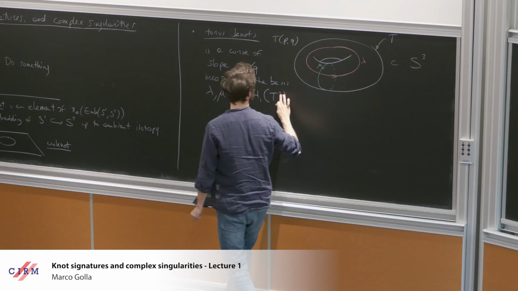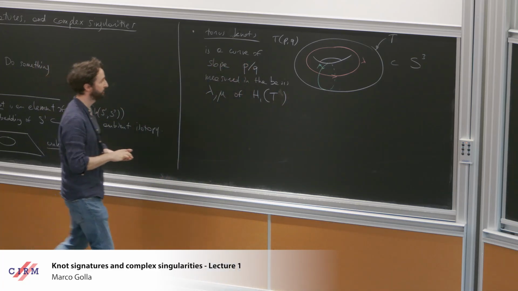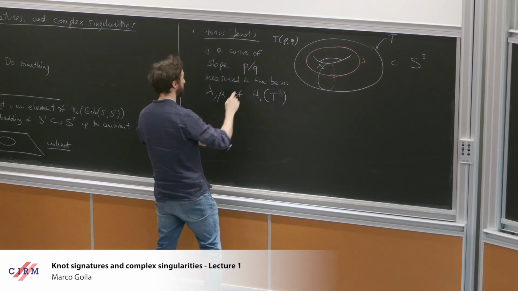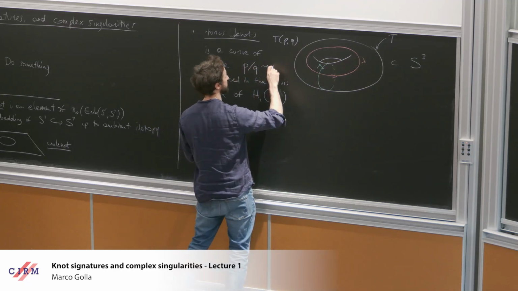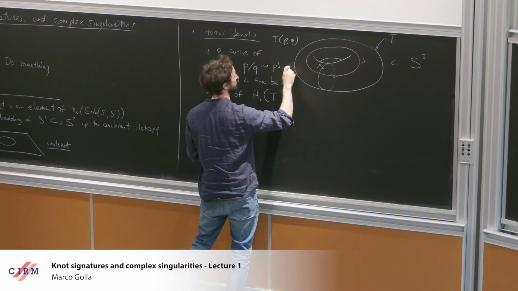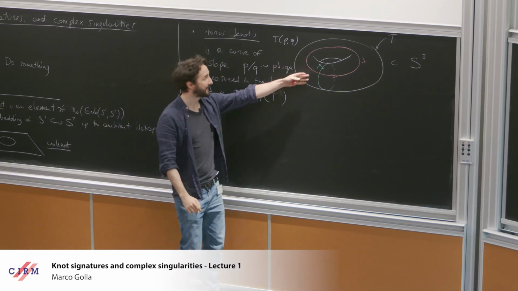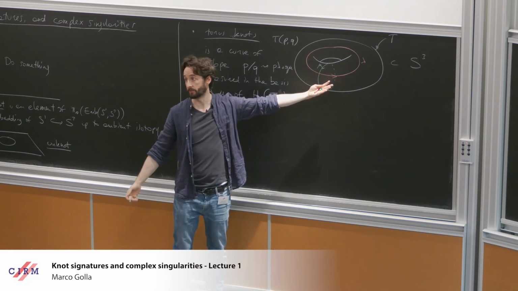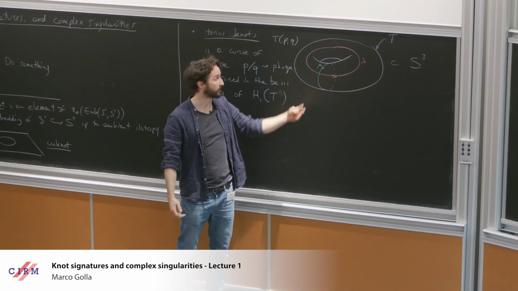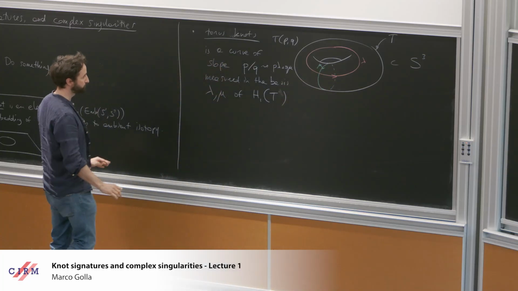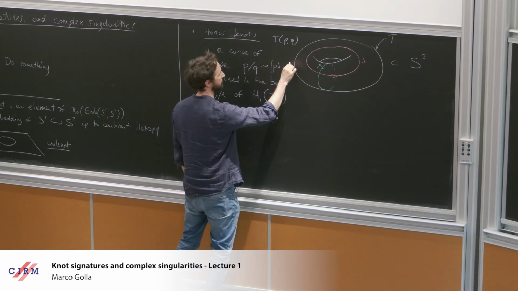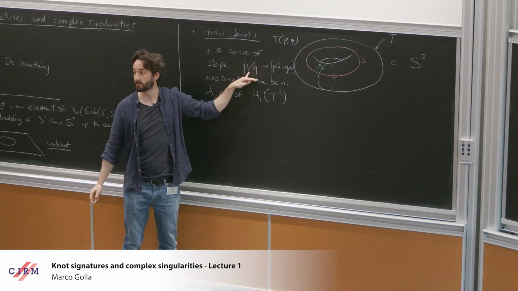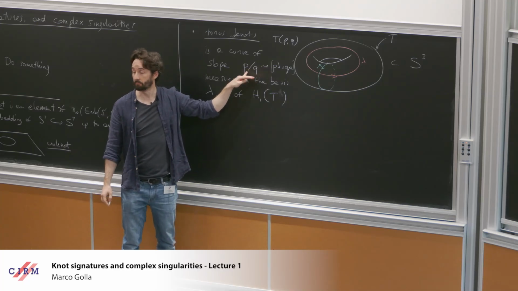Actually, let me call this just T. What does this mean? We take a curve that winds around, maybe being of slope P over Q means this is P lambda plus Q mu. It means I take any curve in the homology class P lambda plus Q mu. There is one such curve up to isotopy, and this curve, I'm gonna call it torus knot. I'm being a bit sloppy here. To have a homology class, I need to fix an orientation. The slope does not see the orientation. So technically there's an exercise behind this.